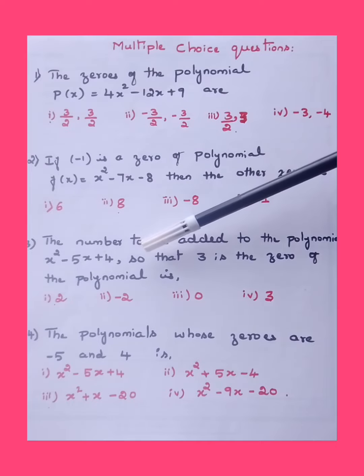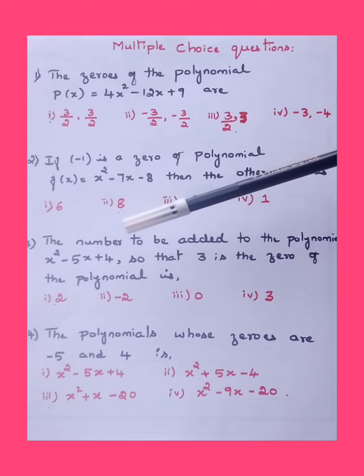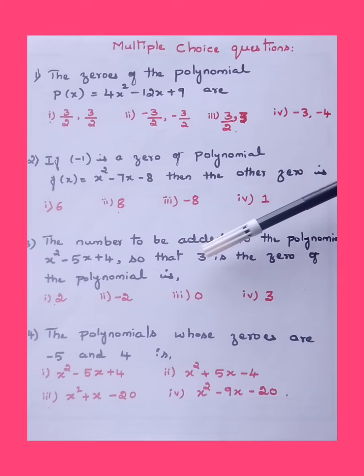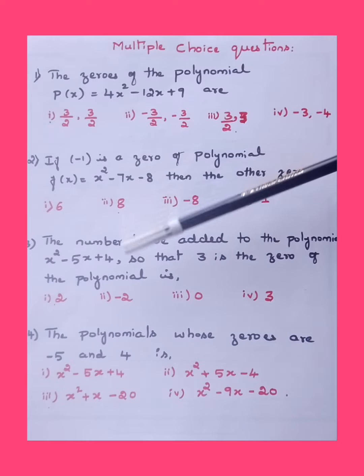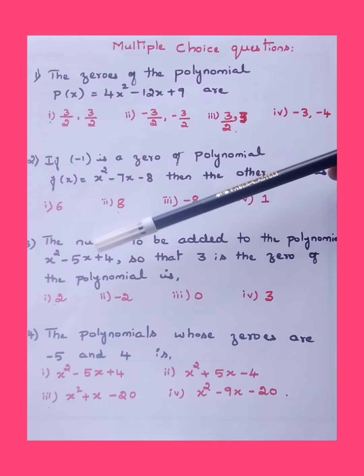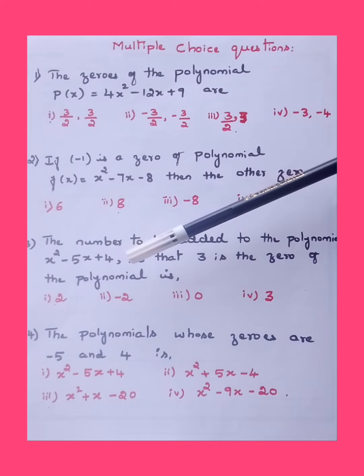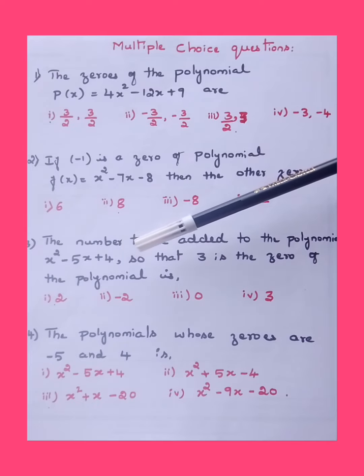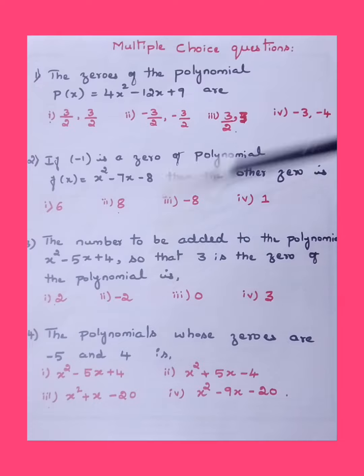Moving to the third question, the number to be added to the polynomial x square minus 5x plus 4 so that 3 is the zero of the polynomial is. So here they have given that 3 is the zero of a polynomial. It means on substituting this value of 3, you should get the answer as 0, but it is not going to become 0 even if you substitute this value 3. So you will get a number while substituting. So that number, by changing the sign, you can find out.